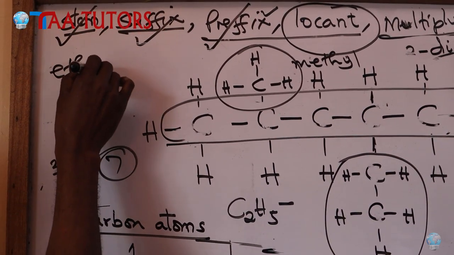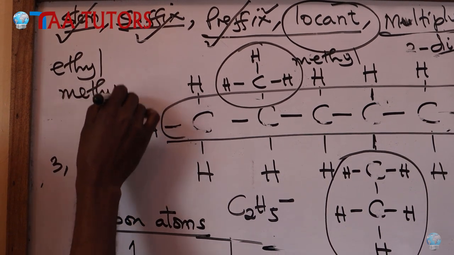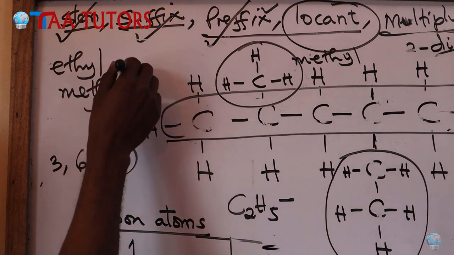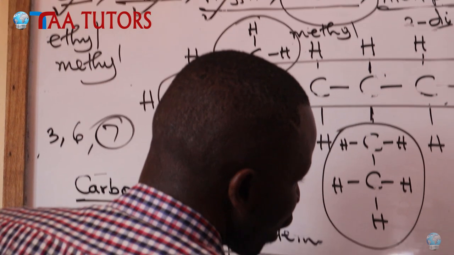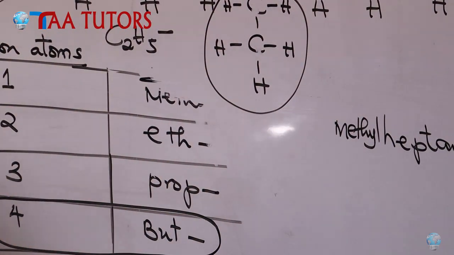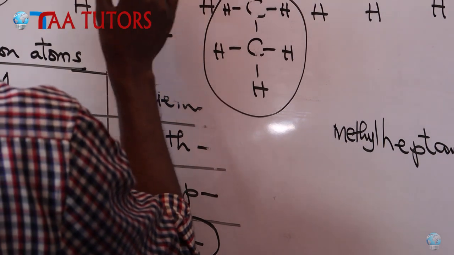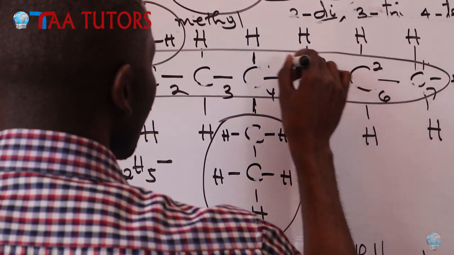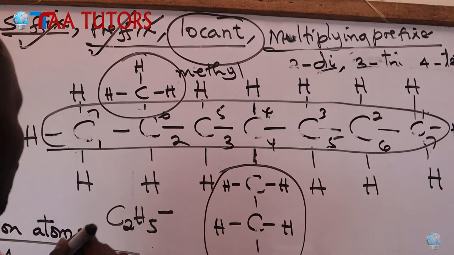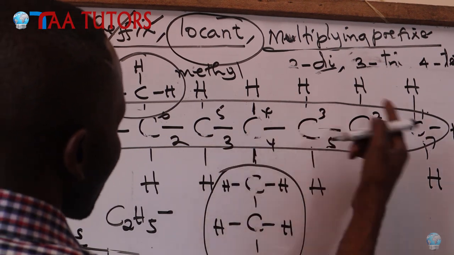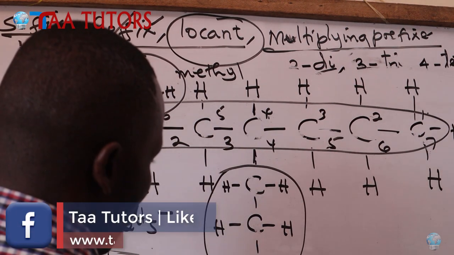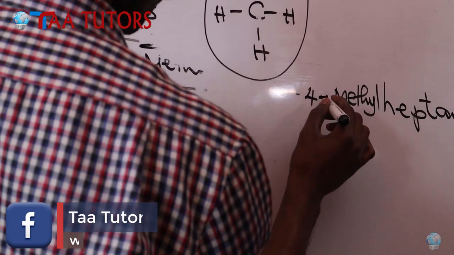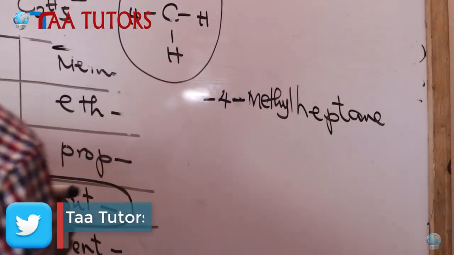order, ethyl and methyl. E comes ahead of M, so it means that ethyl will be mentioned first. What is the locant of this methyl? 1, 2, 3, 4, 5, 6, 7. So the locant is 4, whether I start from here or from there. So we'll say 4. Then I've identified this 4, and I have to go now to the ethyl.